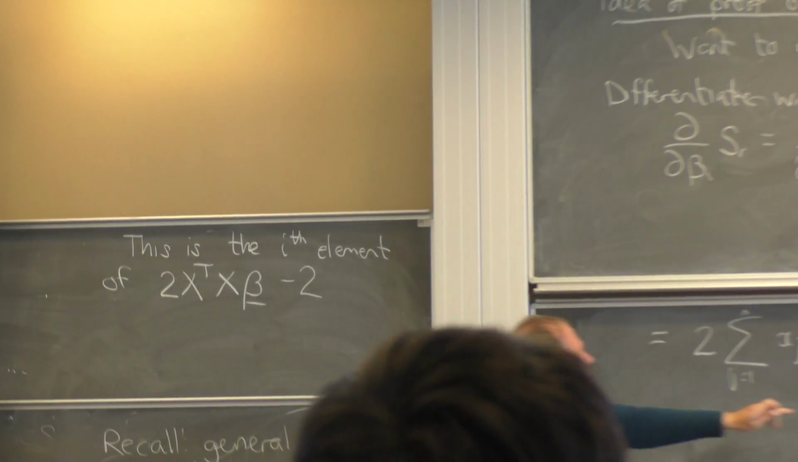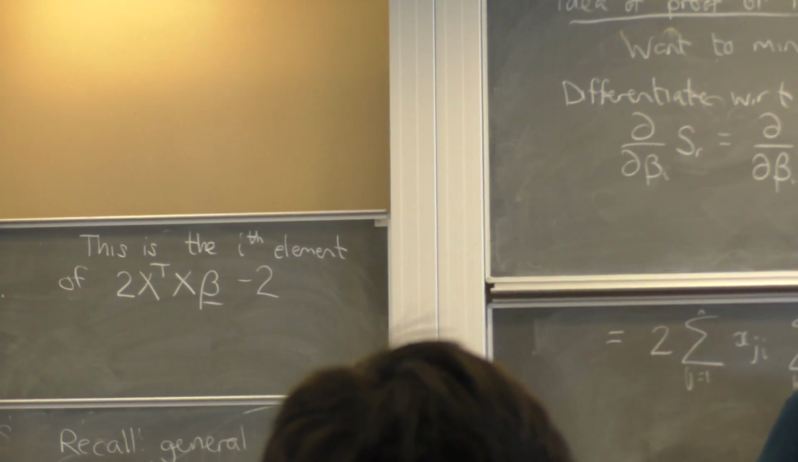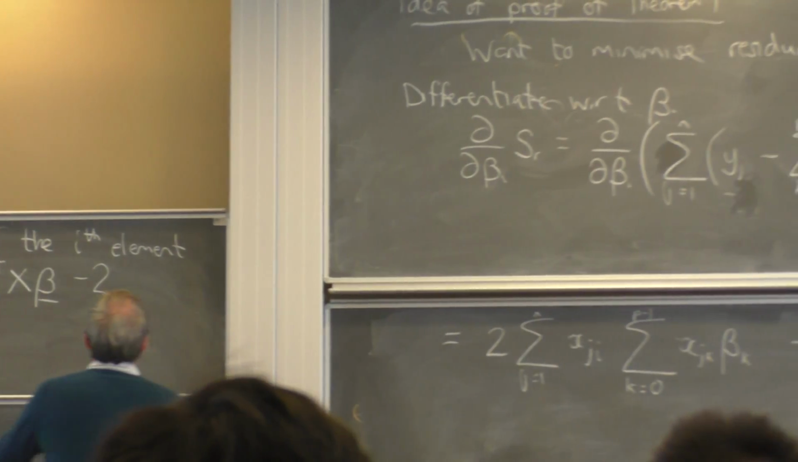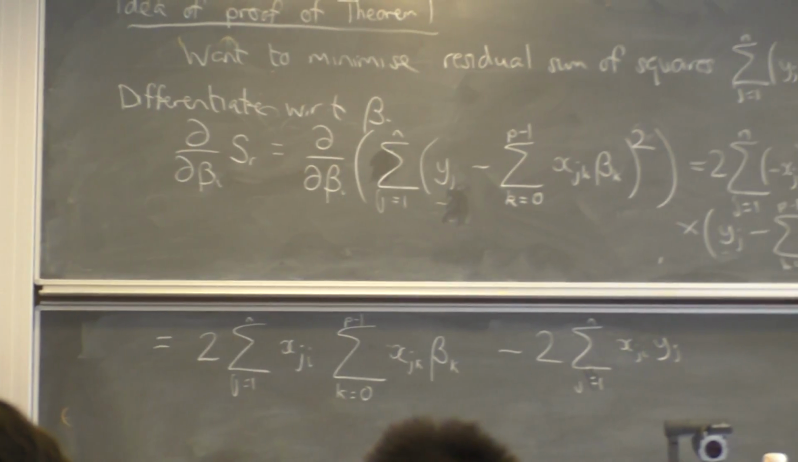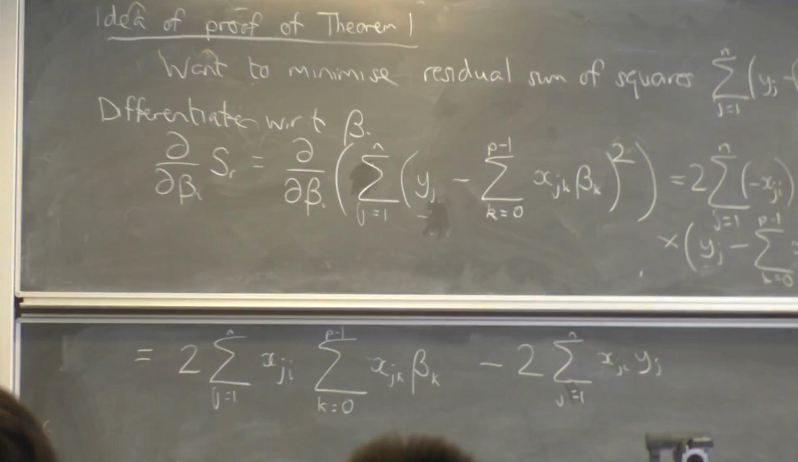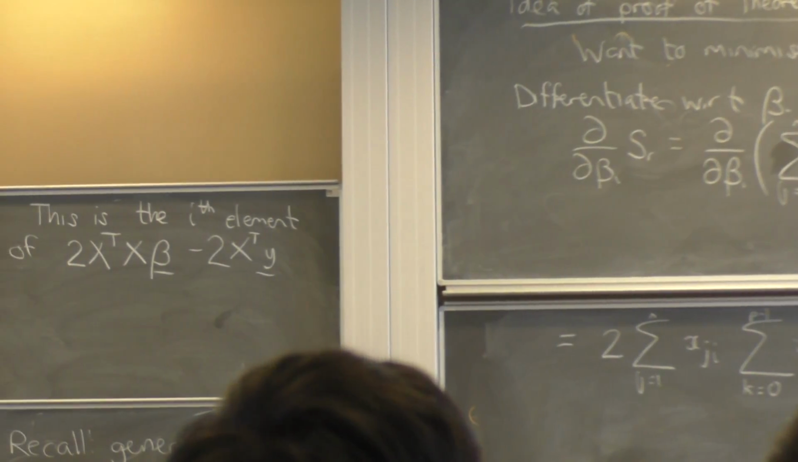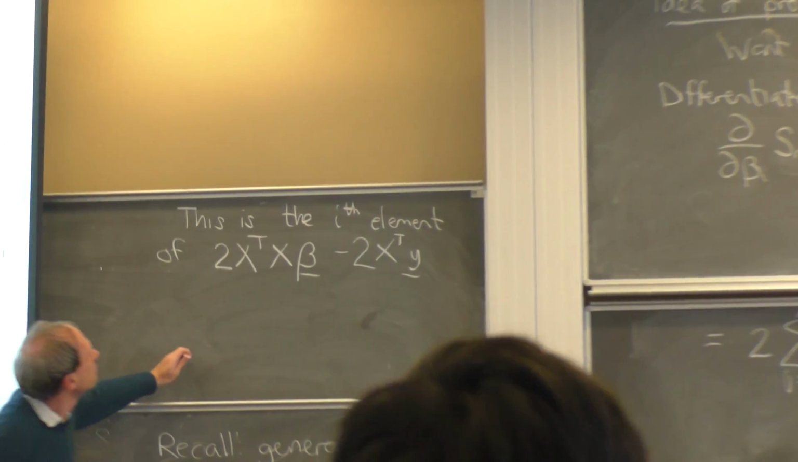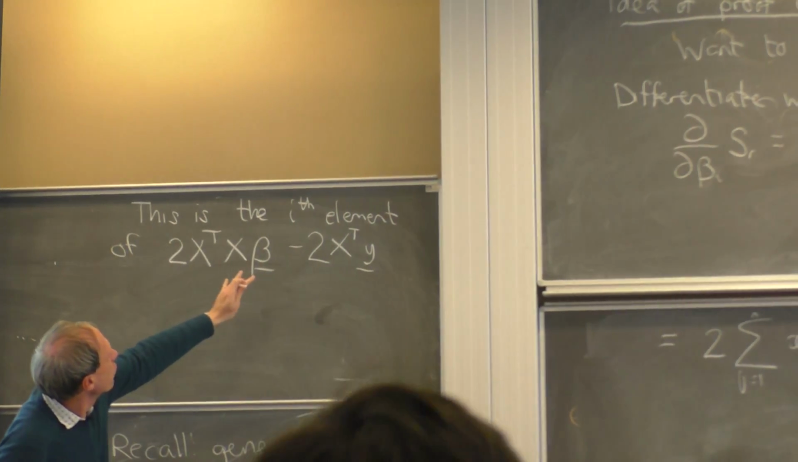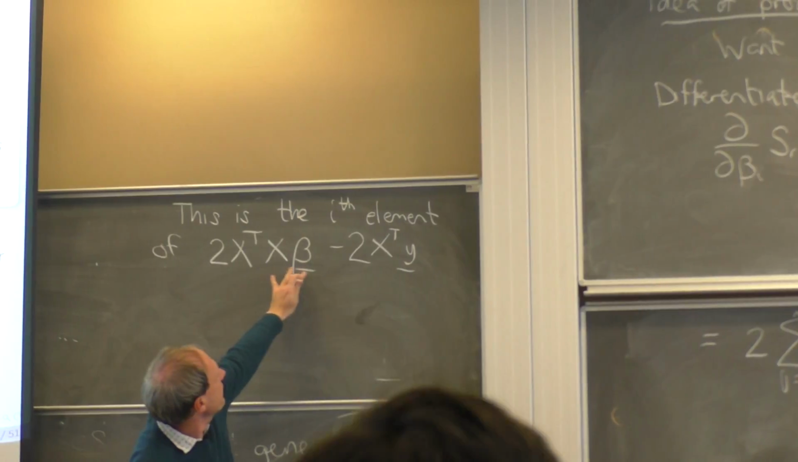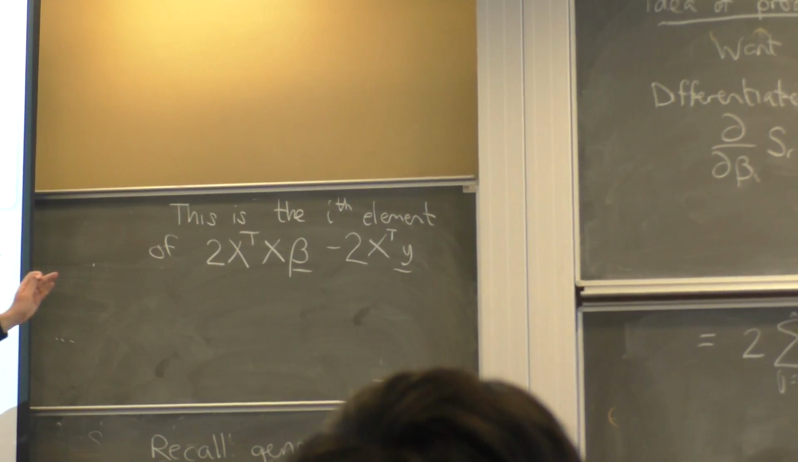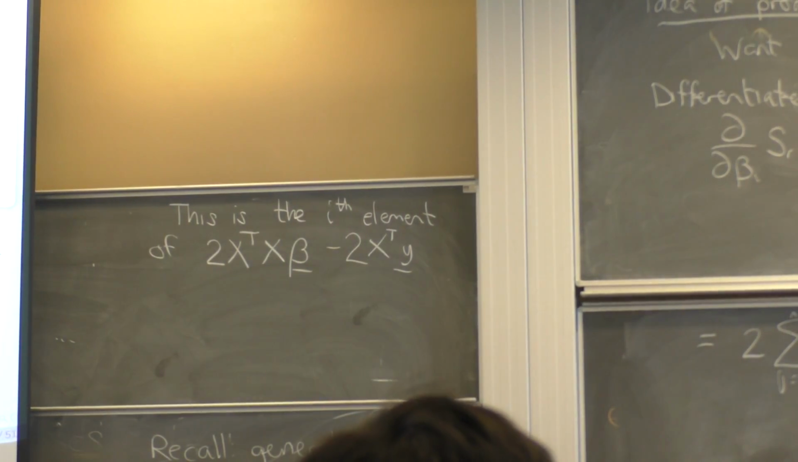minus, and then this one again, x_ji indicates x transpose y. Okay? So we want the ith element to be the same for all i. We want this to be equal to 0, because we're differentiating to try to find a minimum.